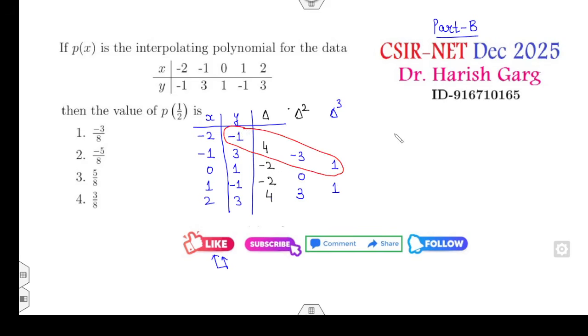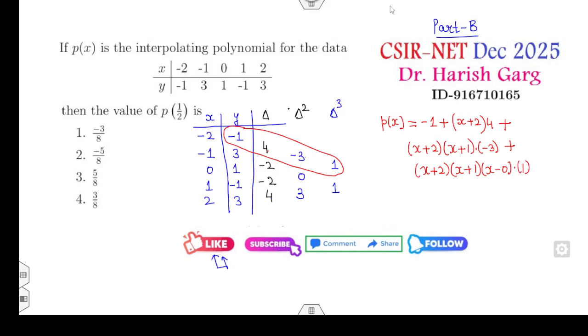Now look at the upper values. So your solution becomes p of x equals the first value, minus 1, plus x minus 2 into the first value, plus now take the next two values, x plus 2, x plus 1 into minus 3, and the last value is x plus 2, x plus 1, x minus 0 into 1. Now at which point have they asked? At half. So you can calculate the value at the point half. So minus 1 plus, it is 5 by 4, 5 by 4 into 4 is 10.